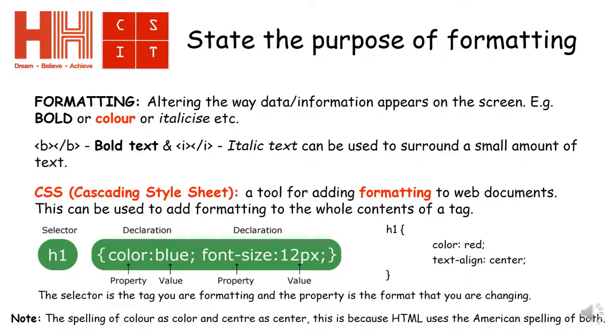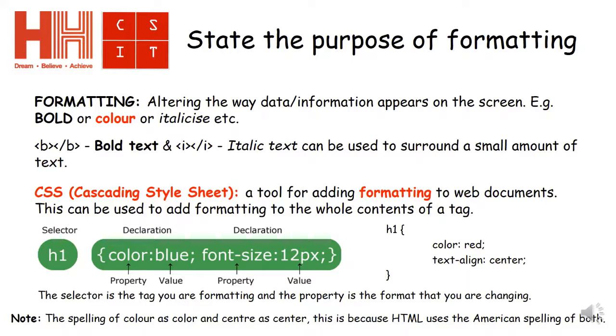Now, first of all, we're going to state the purpose of formatting. Now, formatting is when we alter the way data or information appears on the screen. Now, examples of these could be putting something into bold, changing the colour of it, or italicizing it.